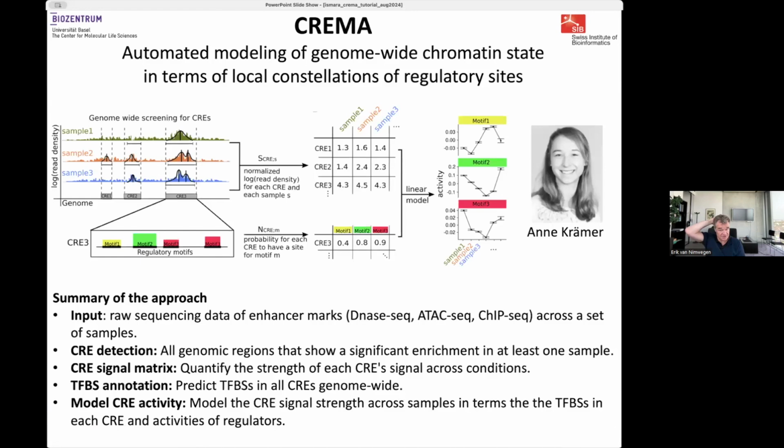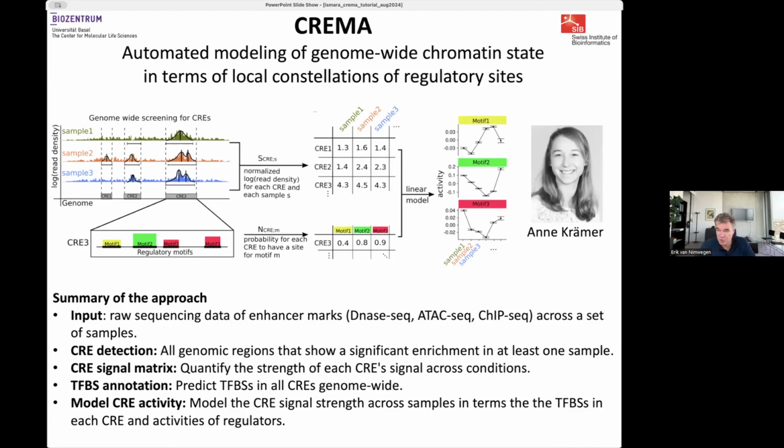All right, so this is called CREMA, for Cis-Regulatory Element Motif Activities. And we're basically modeling local chromatin state in terms of predicted constellations of regulatory sites. And this method was mainly the PhD work of Anne CREMA in our lab.